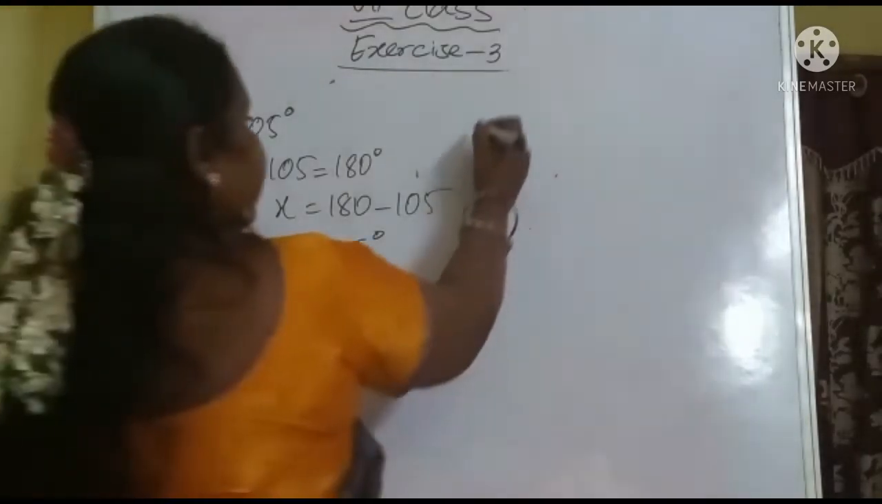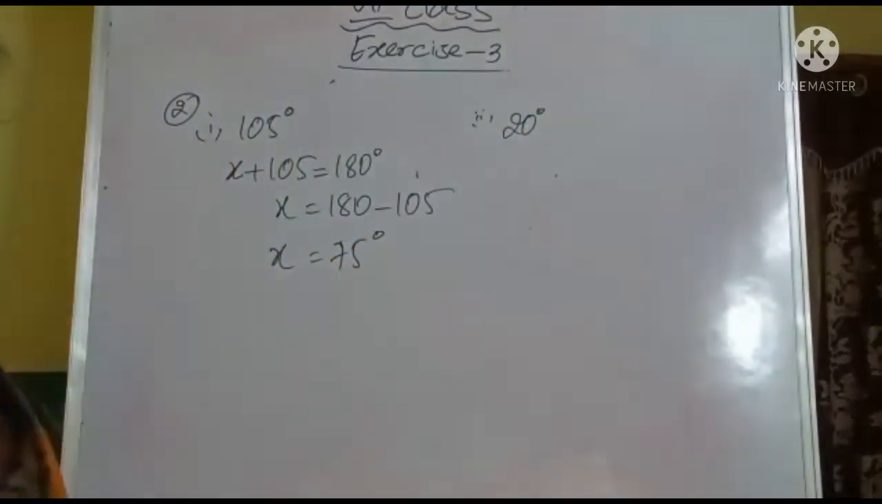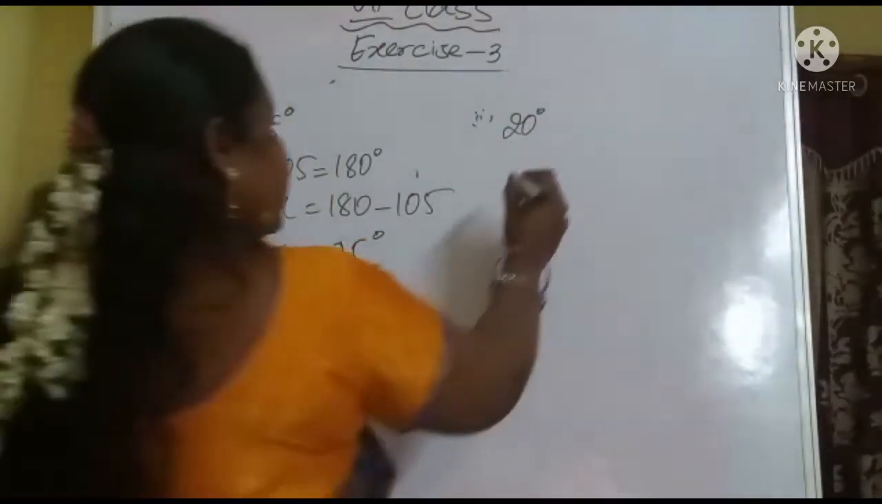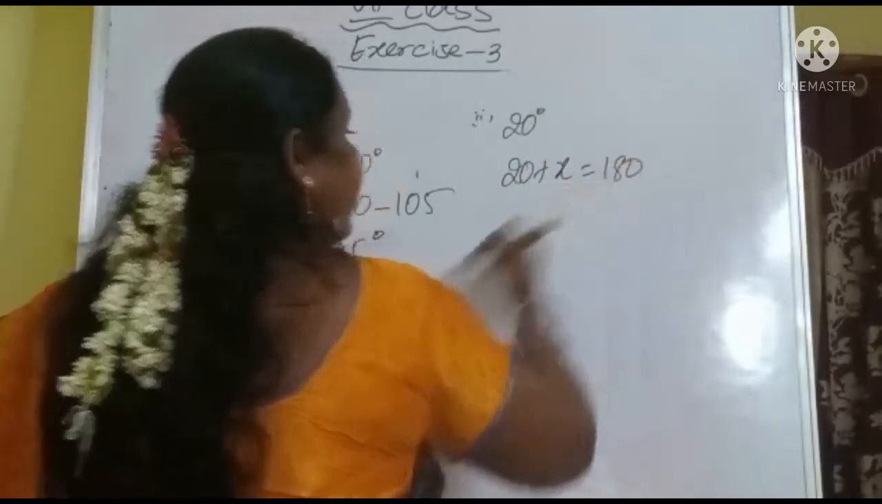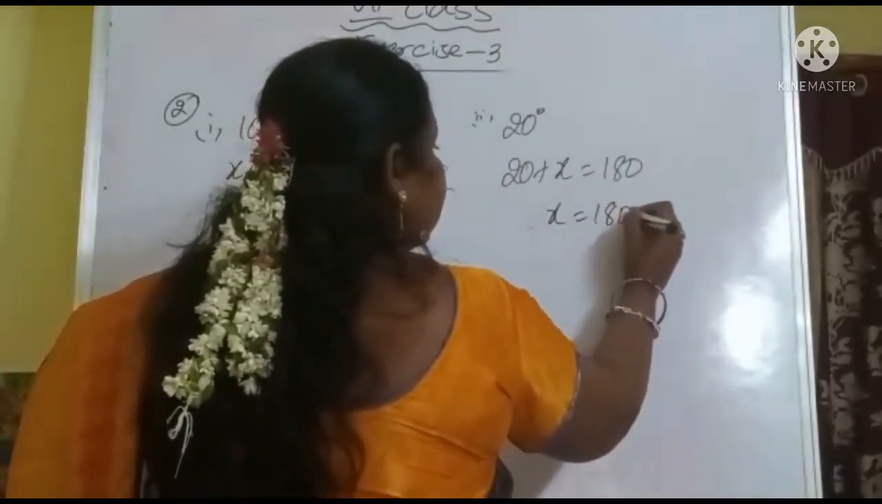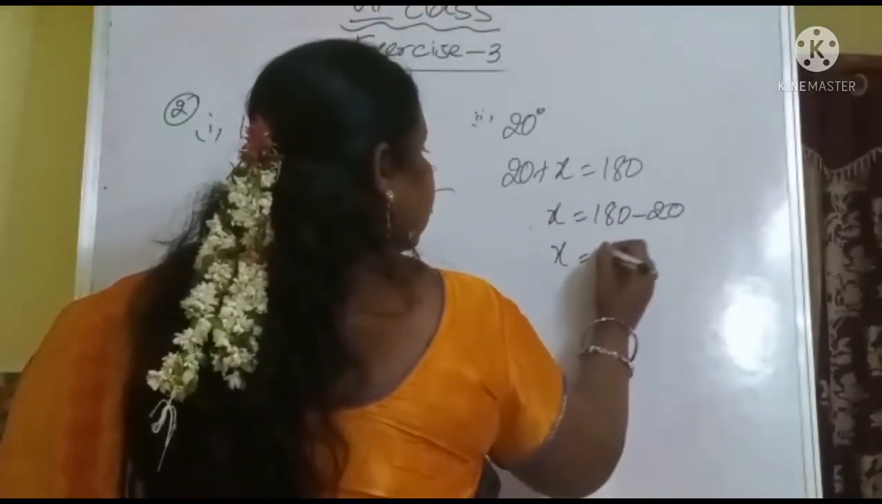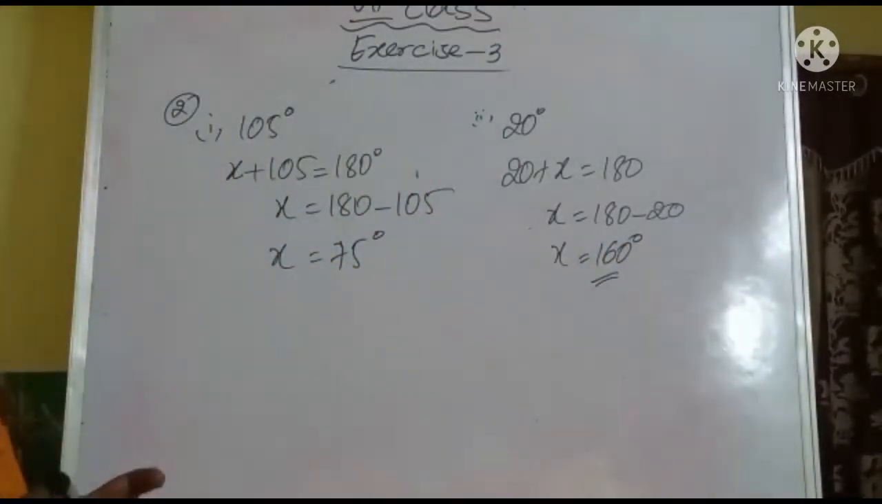In the same way, the next problem we have is 20 degrees. What is the supplementary angle of 20 degrees? 20 plus x, or x plus 20, will be equal to 180. So x is equal to 180 minus 20, which is nothing but 160 degrees. So the supplementary angle of 20 degrees is 160 degrees.